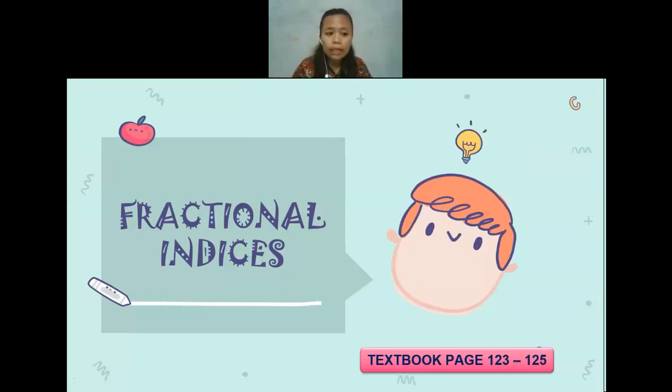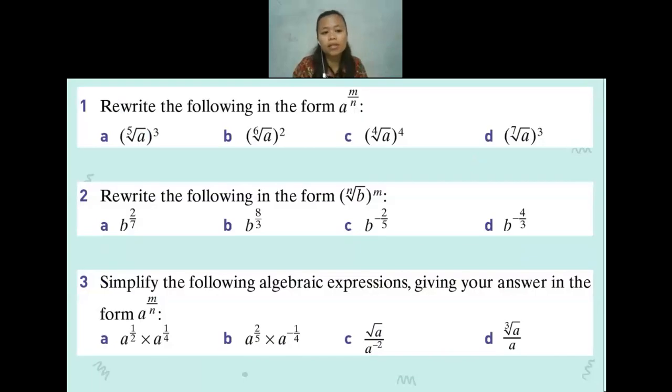For the next slides, I will jump into chapter 12. It's on your textbook, page 123. It's still the same. We are going to use the fractional indices, but we will have a letter on it. In page 7, we use number, but in page 12, we will have letter on it. But the question that I'm going to discuss is on your textbook, page 124.